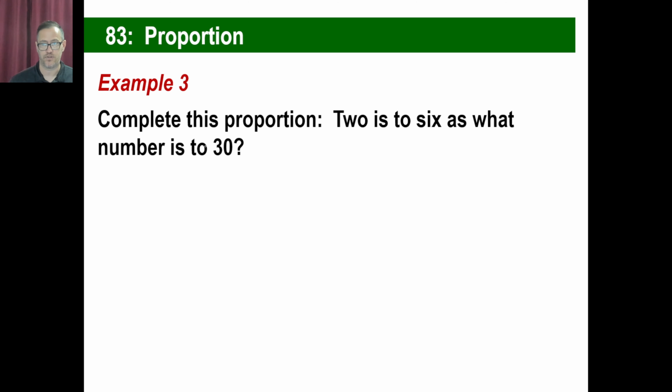Now here's a different one, but really the same. Complete this proportion. 2 is to 6 as what number is to 30? And you can put whatever letter you want here. Usually in algebra we do A, B, C, or D, or X, or Y, or something like that. We can do X if you want. Is that your favorite letter, X? No? Okay, well, let's figure this out.